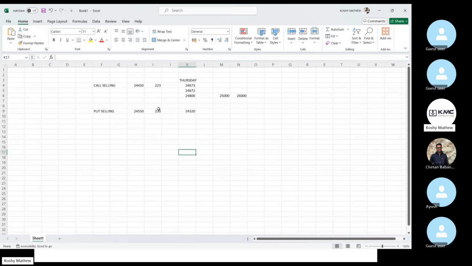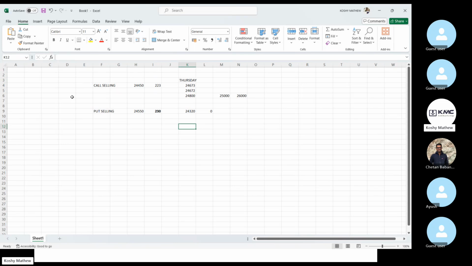Why? Because he will be eating up all this premium. For a buyer, Nifty should go below 24,320, because he bought the put expecting Nifty to fall, but it has to fall below 24,320 on the day of expiry. If it comes to 24,320, the buyer makes zero, it's a break even. The put seller is collecting all this 230 rupees premium because Nifty stayed above 24,320 by expiry.